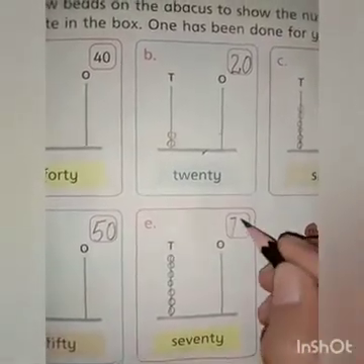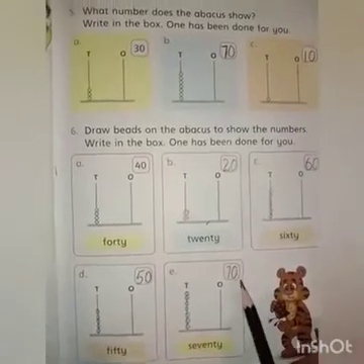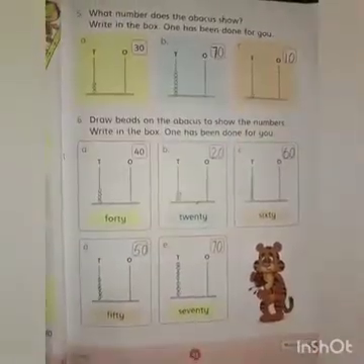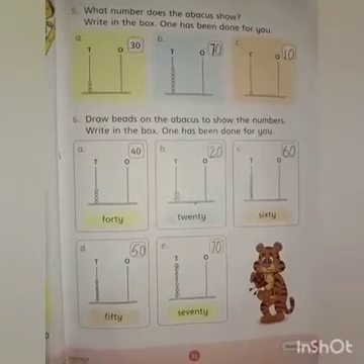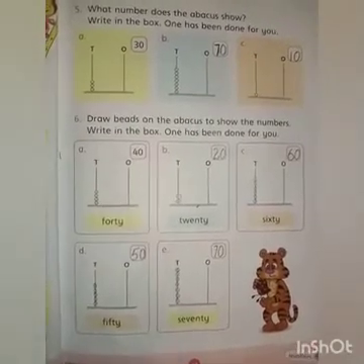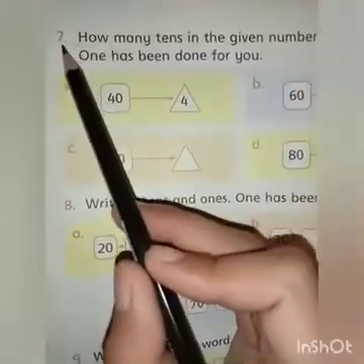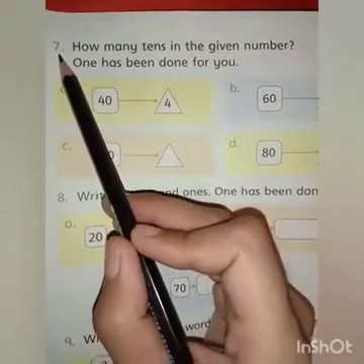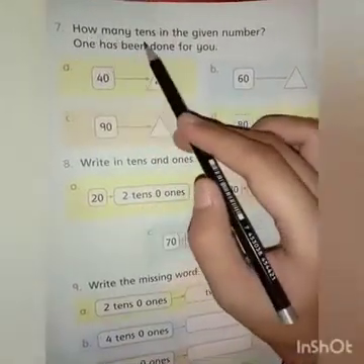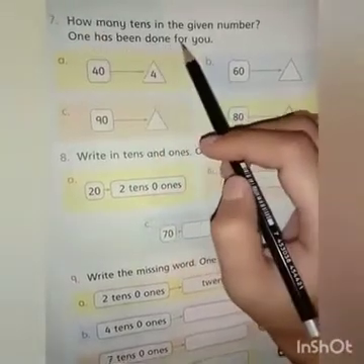Then 0 with 7 beats at the tens makes the number 70. Students, our page number 23 is complete. Go for the next page for further work. We have page number 24. At page 24, we have question number 7. And the question is, how many tens in the given number? One has been done for you.